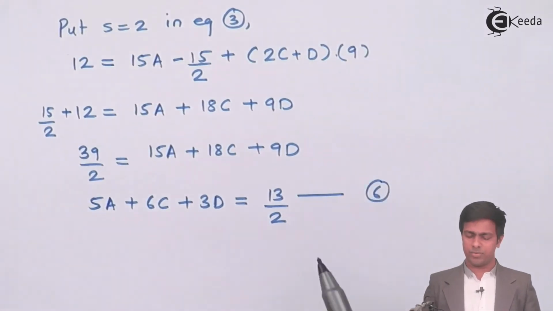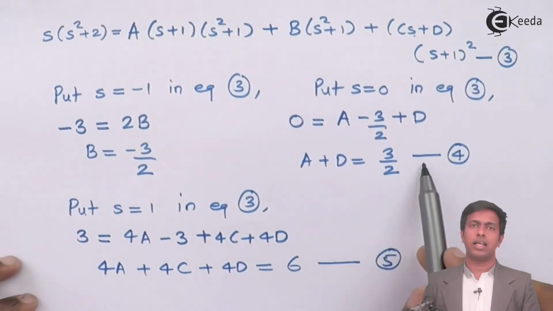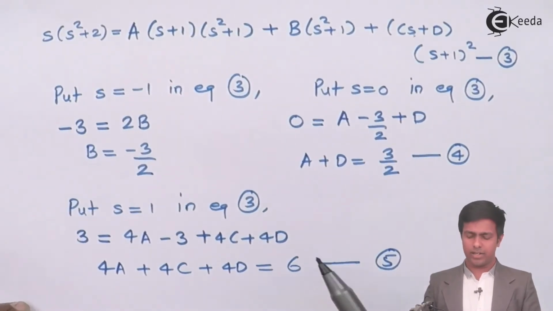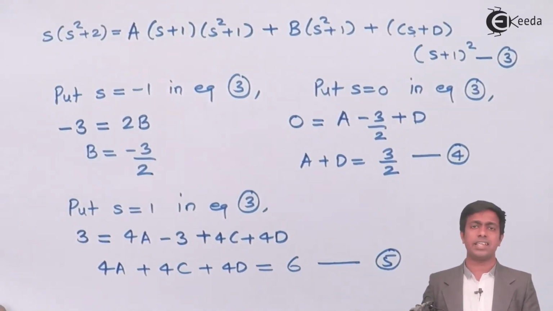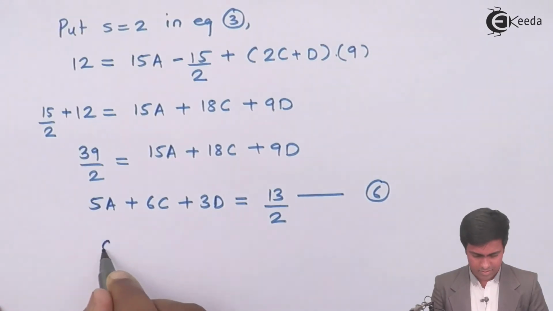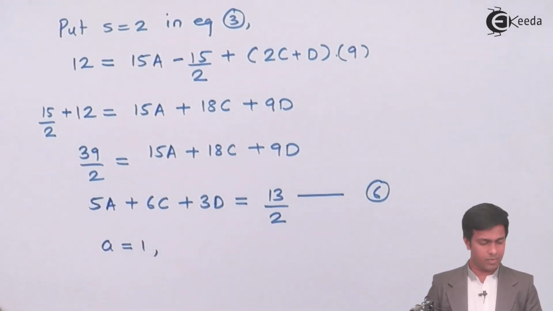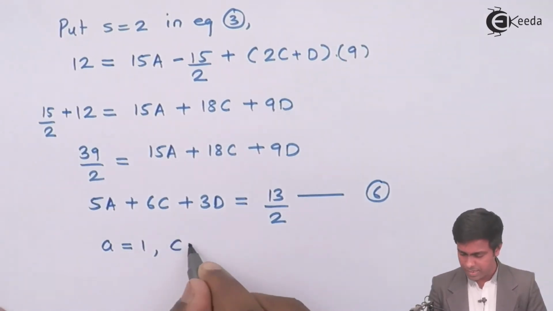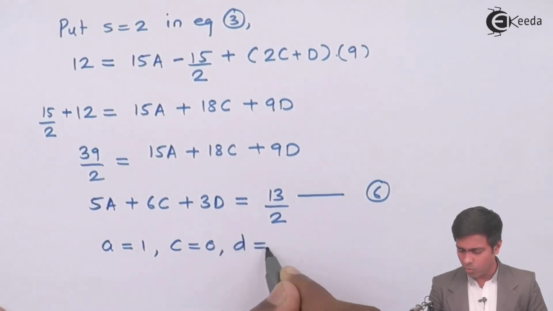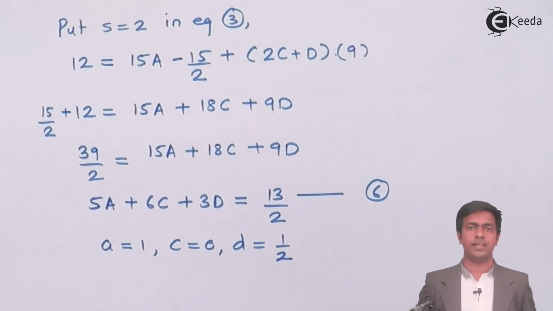Now we will solve equation number 6, 5 and 4 in the calculator, so that we can get the values of A, C and D. So guys, by solving these 3 equations in the calculator, we will get the value of A as 1, then the value of C as 0, and the value of D as 1 by 2. So here we got the values of A, C and D.